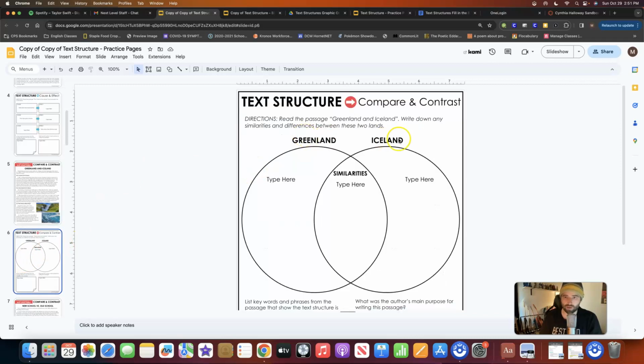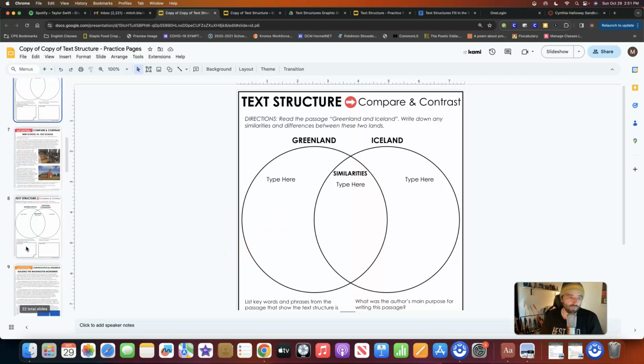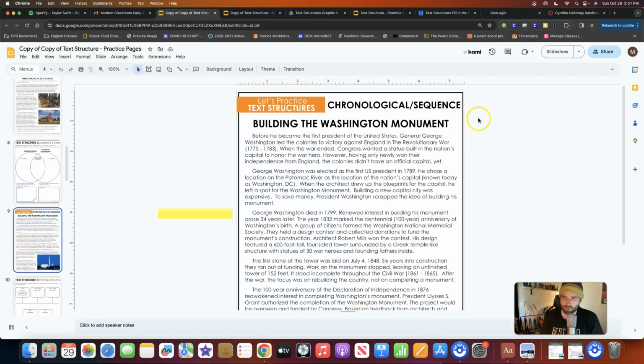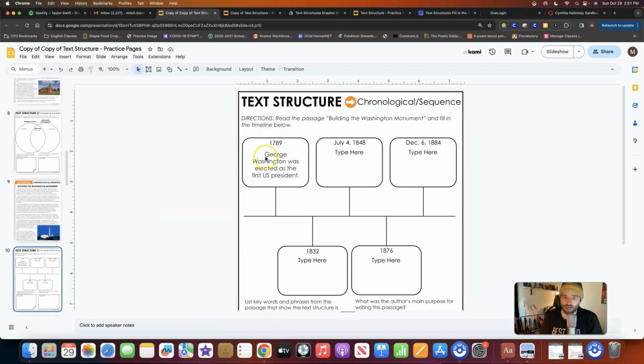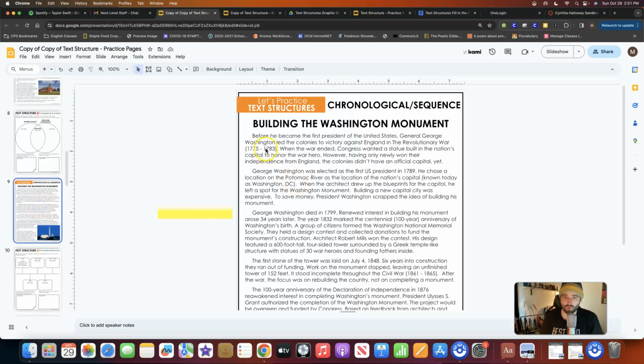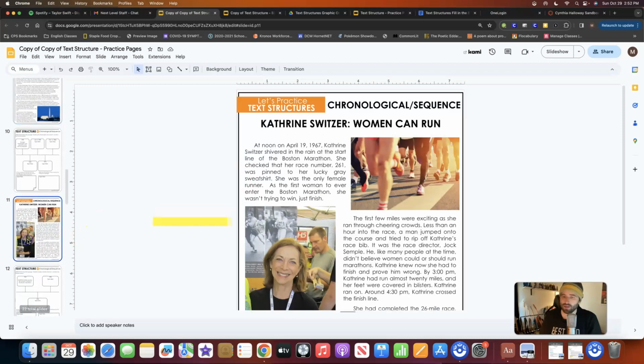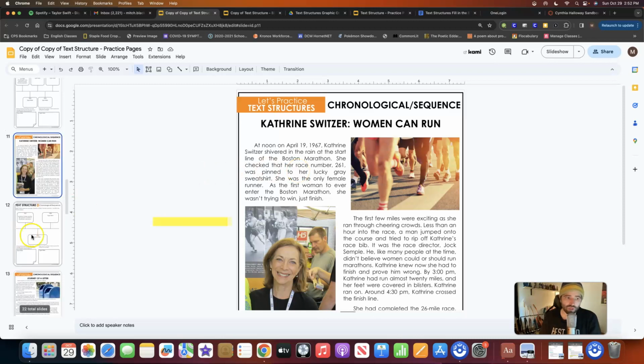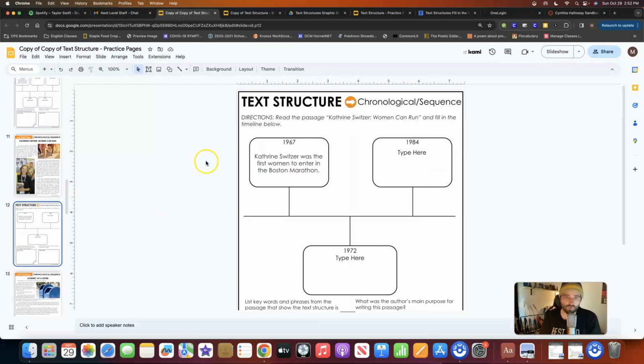When I look at this one, which is a compare and contrast, Greenland and Iceland, what about Greenland? What about Iceland? When I come to building the Washington Monument, we want to go in time order: 1789, 1832, 1848, 1876, and 1884. Make sure it's organized for you, and look specifically for those dates. If you highlight them, it will make it a lot easier. Same thing with this person: go in the order for when she started.